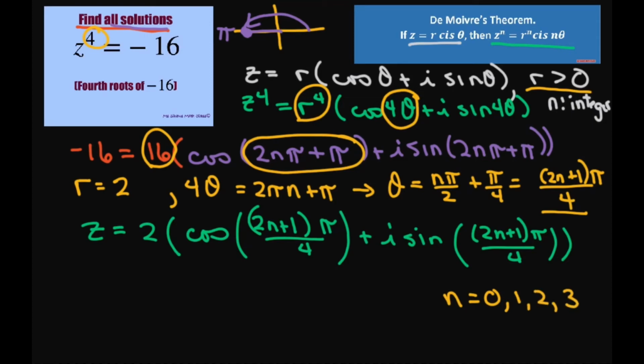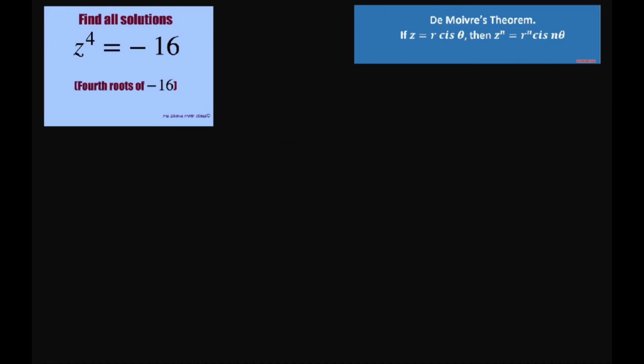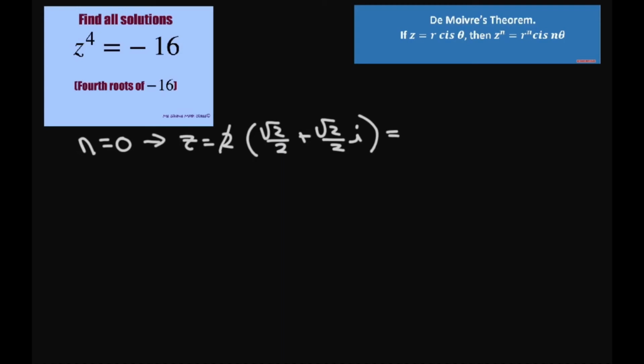So on the next slide, what I'm going to do is substitute in 0. You're going to get a lot of pi divided by 4s. So basically, you want to maybe copy this down, and we're going to go ahead and start with this. So for n equals 0, that means we're going to have z equals 2 times square root of 2 divided by 2 plus square root of 2 divided by 2 i. What happens is that these 2's will cancel out. So this is going to give you square root of 2 plus square root of 2 times i.